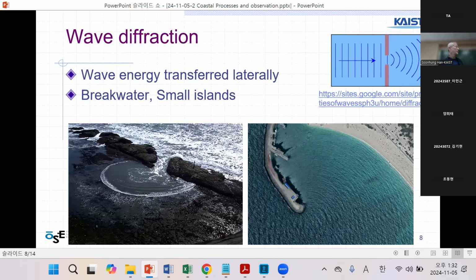And diffraction is through the hole or around the barrier. But this one looks like through the hole. Energy transfer looks like this. And also there is a barrier. The wave is coming around like this. This one has two barriers, up and down, so the wave is coming widespread out, spread out this way. Okay, it's transferred laterally, through the breakwater or around the breakwater. You can see.